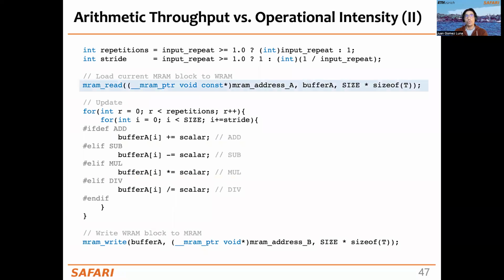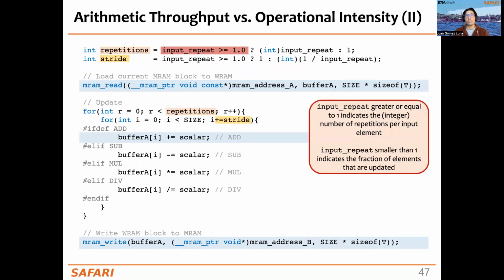We first copy one chunk of data from the MRAM to the WRAM, and then we perform a variable number of operations on each element of that chunk of data that is in WRAM. And finally, we write back to the MRAM. The number of operations is given by the number of repetitions of this code. When the operational intensity is very low, that means that we don't operate on all the elements of the array, and in those cases this stride will be larger than 1.